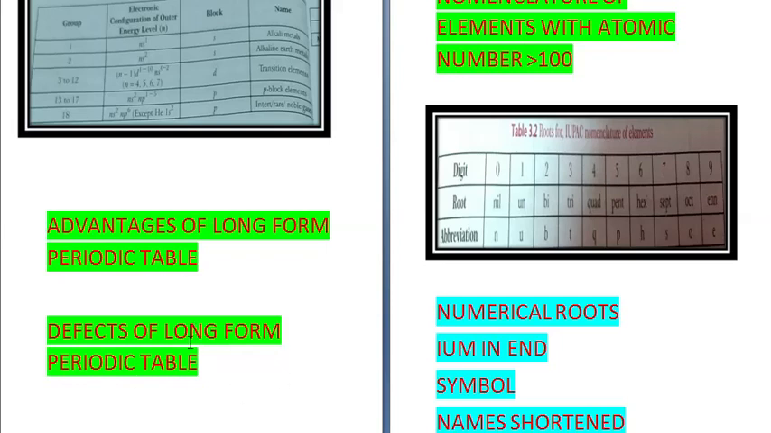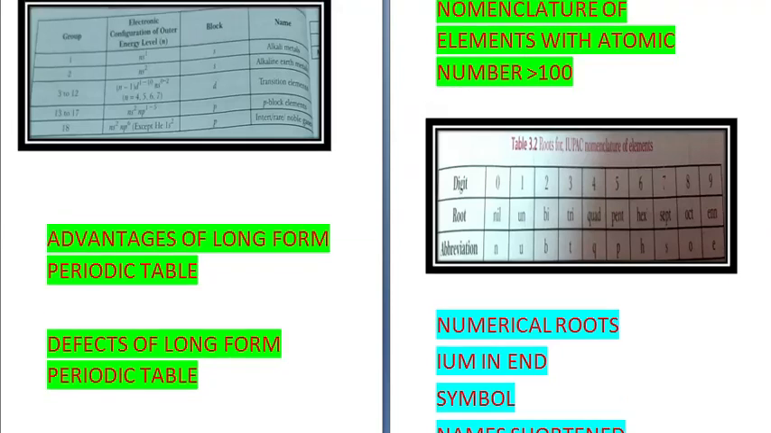So next is nomenclature. There are certain elements which have atomic number more than 100. So, nomenclature of elements with atomic number greater than 100. They are named in a different way.